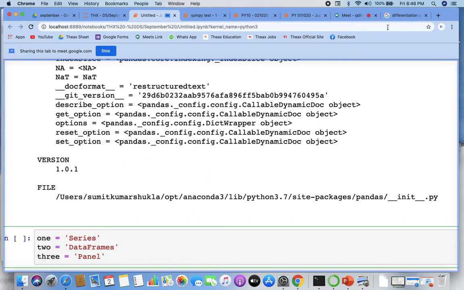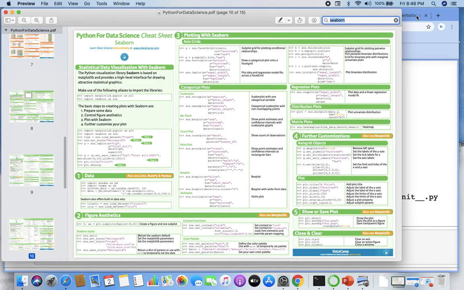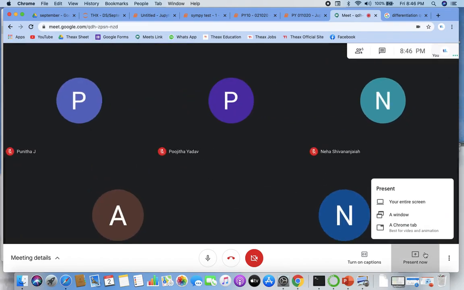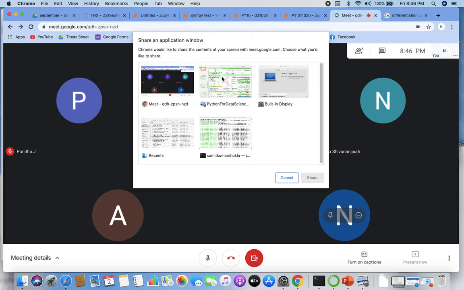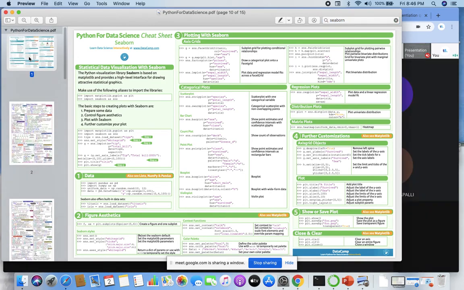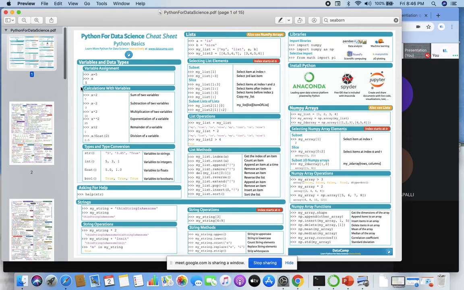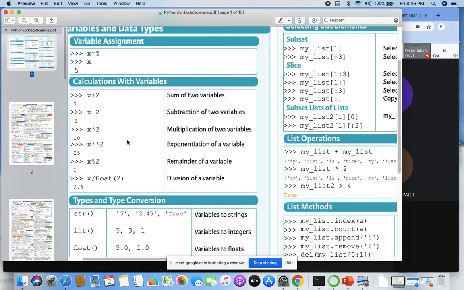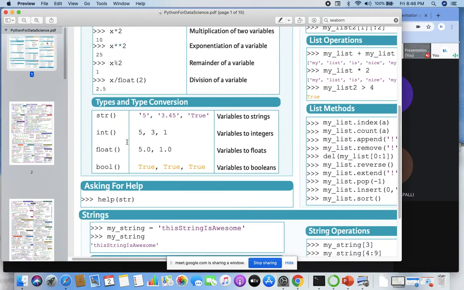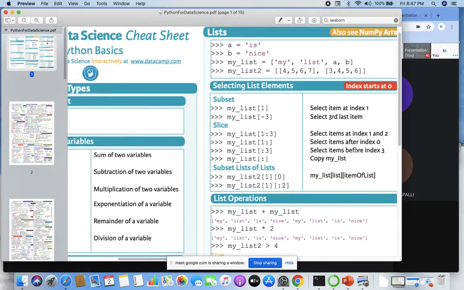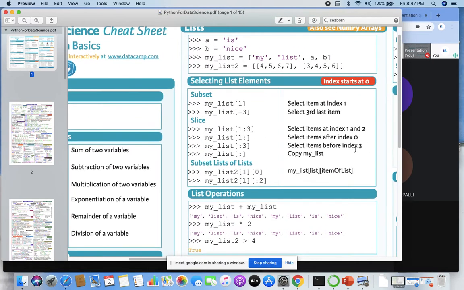And meanwhile, I think I'm not presenting the total screen once again. Okay, so I think you can see this, right? So meanwhile, we have some cheat codes, right? That is also useful. How? So this is like variables and data type assignment, where you can find all the possible ways to write something, right? For any help, you can use help of the function, the strings, list methods. What are the methods? What do they do? List operations. And what the functions do, like slice, subset and all, okay?